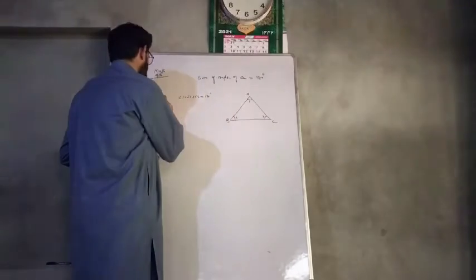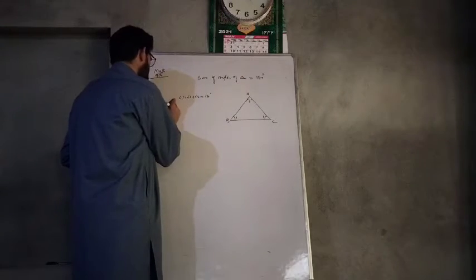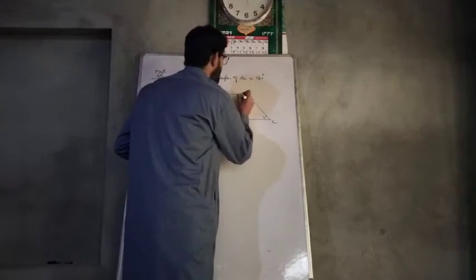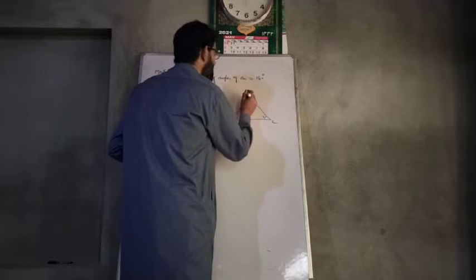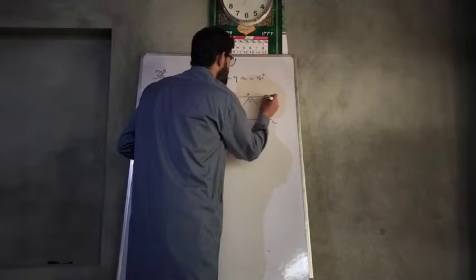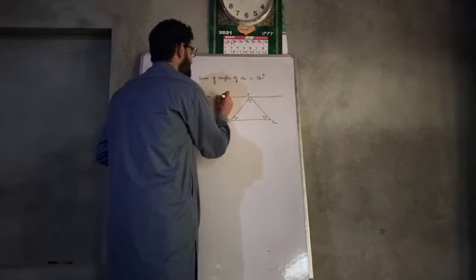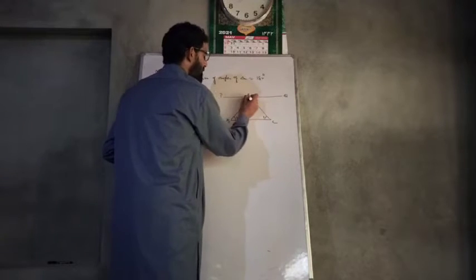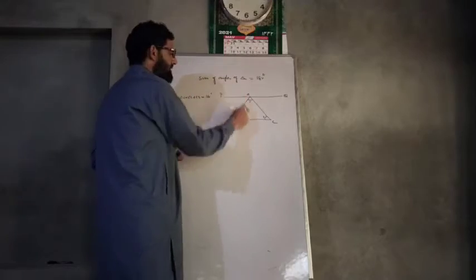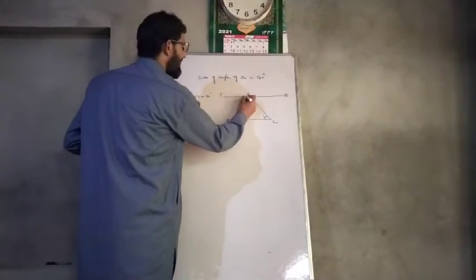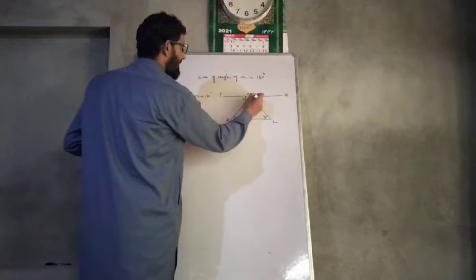So, construction: what we did is, through A we draw a line segment parallel to BC. So this is PQ. Through this point A, we draw PQ parallel to BC. Now let this be angle 4 and this be angle 5.